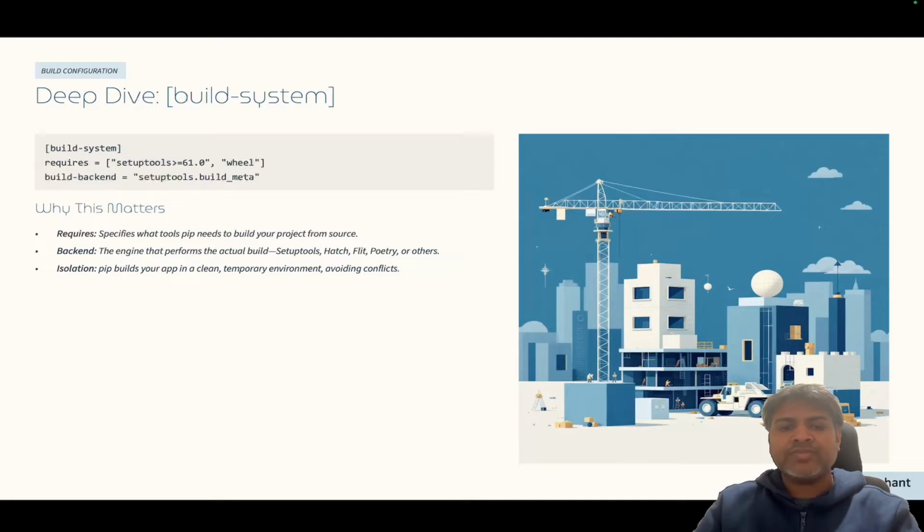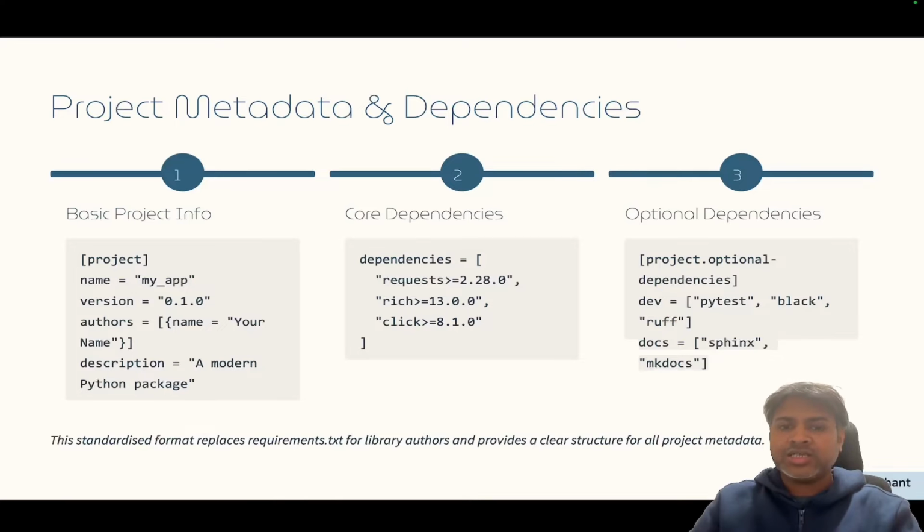The requires line tells pip exactly what it needs to build your app, like setuptools or wheel, and it installs them in a tiny isolated bubble. They don't mess with your main system. The build backend is the engine. Because this is a standard, we can swap setuptools for poetry or flit just by changing one line of text. It's total flexibility. As I just told you, it has 2 to 3 main sections.